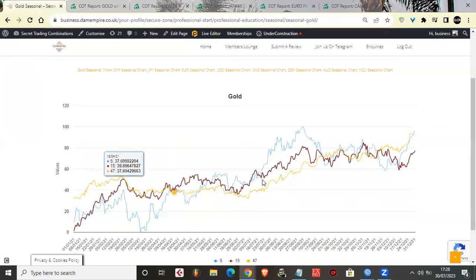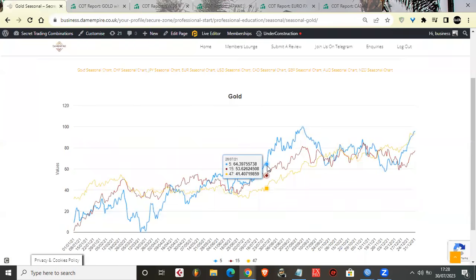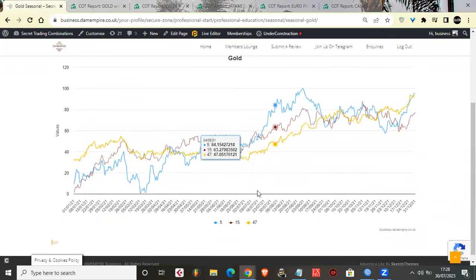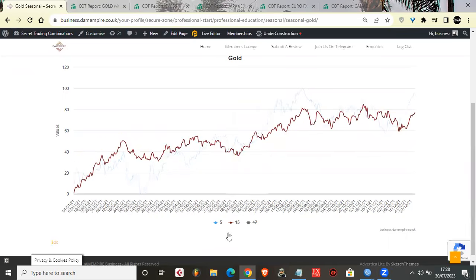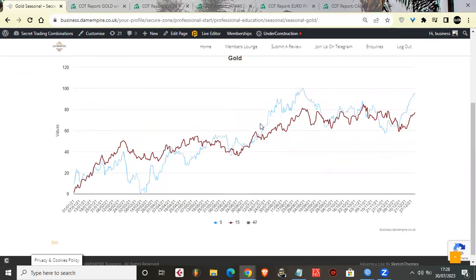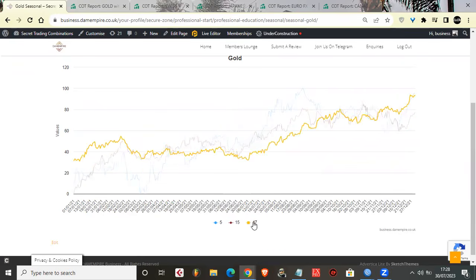And if we go to gold seasonality, we can see that around the 25th, you can see the spike on the COT on the seasonality. This is what the seasonality looks like. It combines an average of 47, 15, and 5 years. The average price movement in those 3 periods is what you're looking at right now. So you can isolate them if you want and just look at the 5 years average price movement in the past 5 years, or you can go 15 or 45, 47.